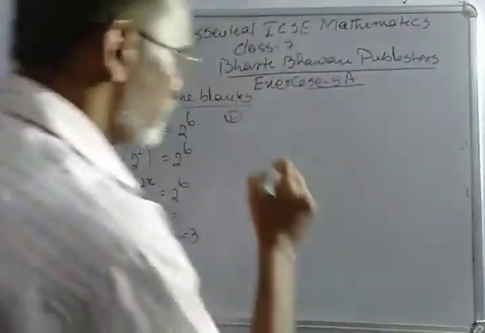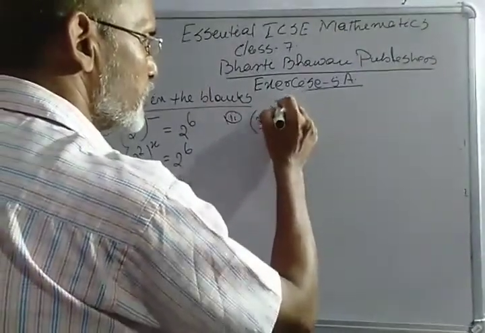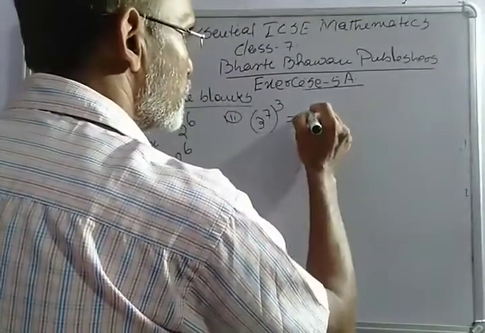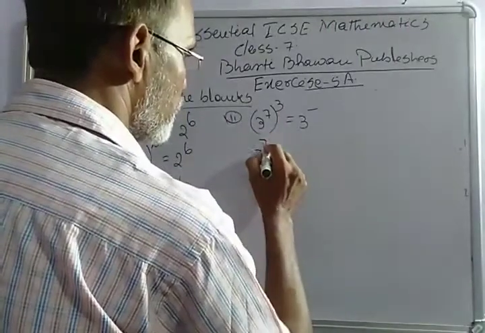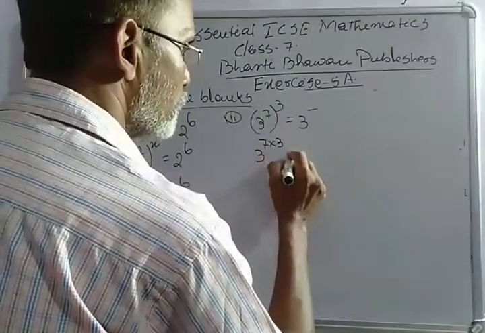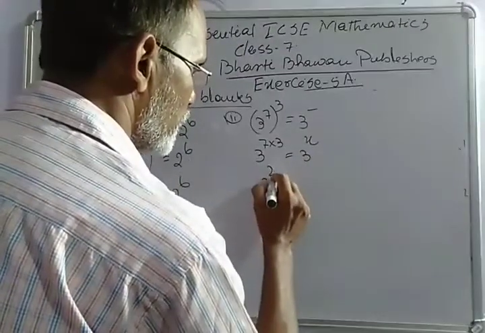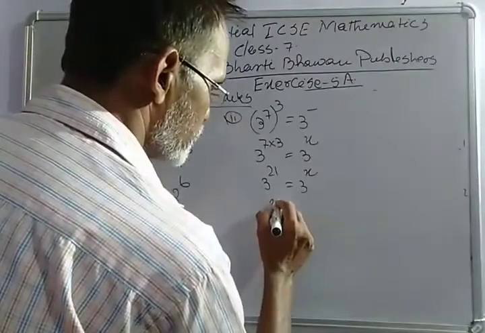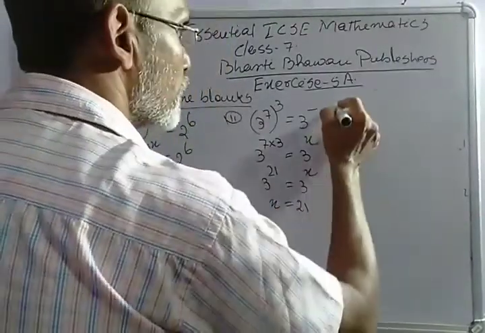3 to the power 7, whole to the power 3, is equal to 3 to the power dash. So this is equal to 3 to the power 7 into 3 is equal to 3 to the power x. So 3 to the power 21 is equal to 3 to the power x. So x is equal to 21, as the bases are equal. Number 3.